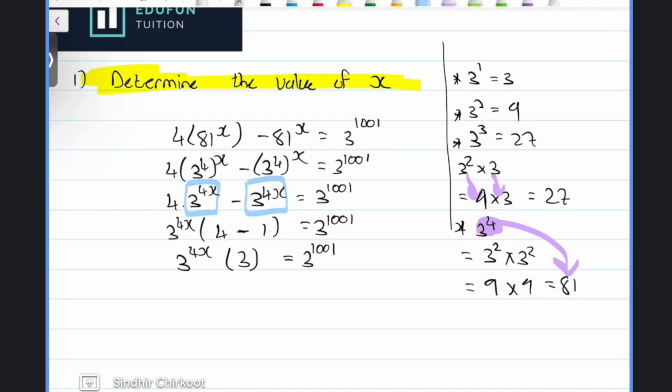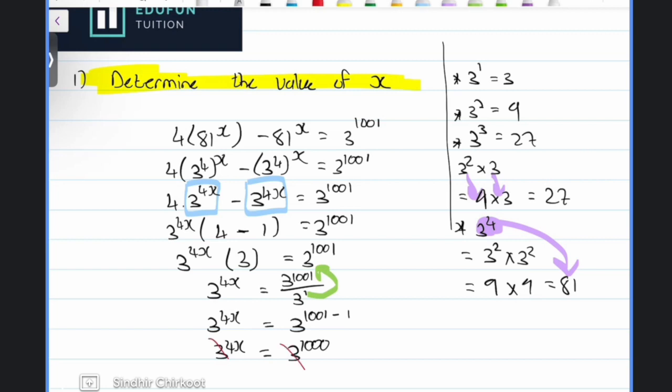Now this is where the important bit comes along as well. When we divide by 3, it's essentially 3 to the power of 1001 divided by 3 to the power of 1. Now, when you take this 1 to the top, it's obviously going to become a minus 1. So that's 3 to the power of 4x is basically equal to 3 to the power of 1001 minus 1. So it's 3 to the power of 4x is basically equal to 1000. What do we know then? Once we have the same bases, we can get rid of them. So same bases, you get rid of your bases.